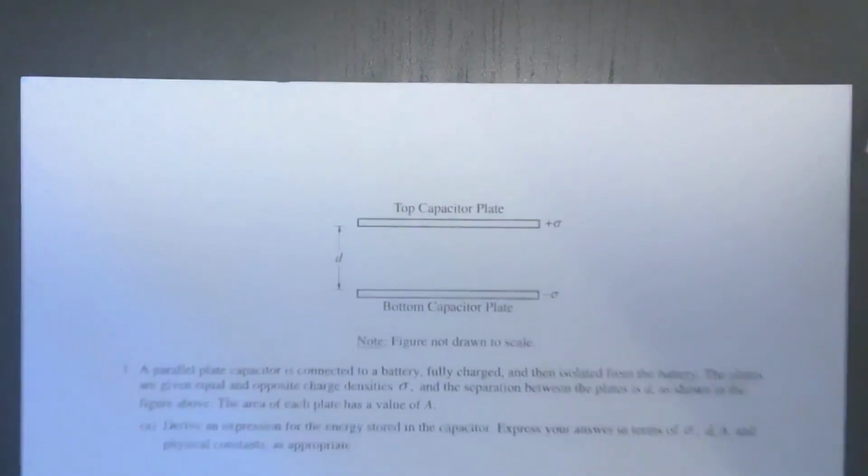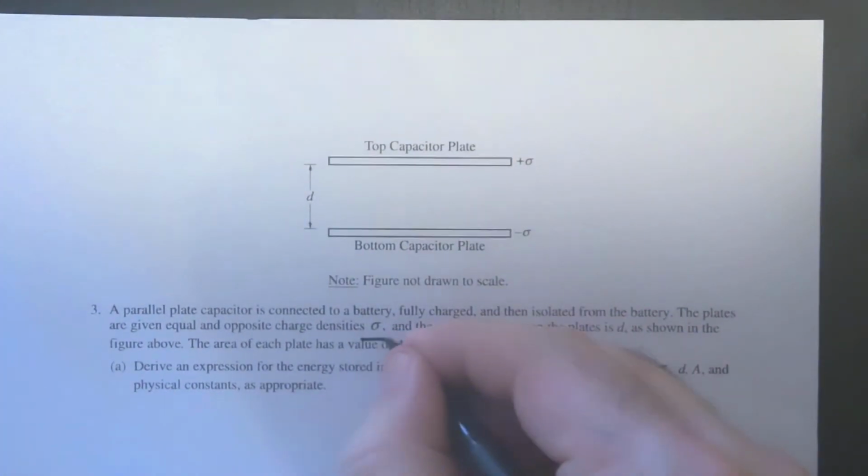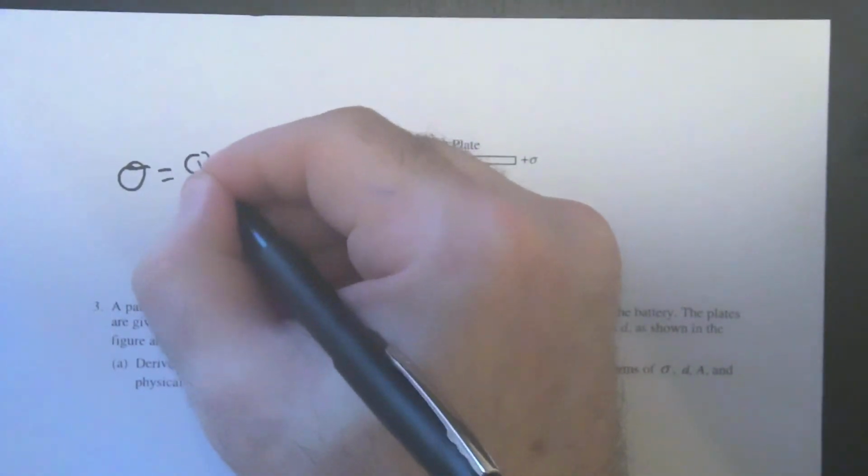But then we have this thing. Last and certainly least, this third question with charge densities. Ugh. Charge density for a plate is charge over area.